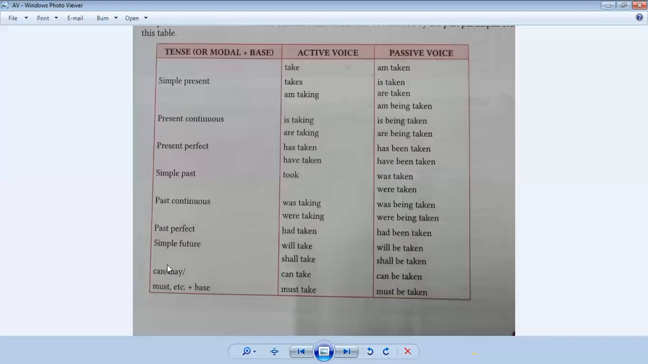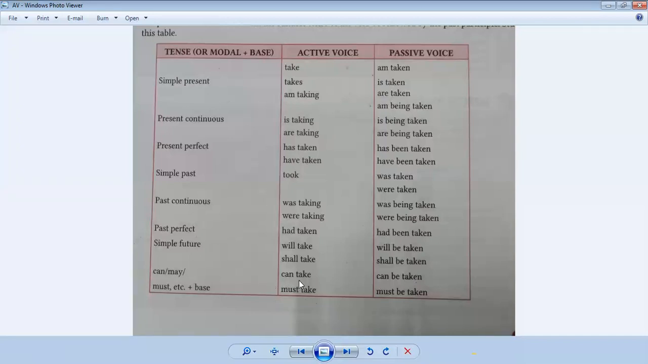Now you can have modal auxiliaries in place of the helping verb. You can have modal auxiliaries and then it is followed by the main verb. Now modal auxiliaries are solved just like will. As you add be after will, similarly, after modal auxiliaries as well, we will add be. So it becomes can be, must be, may be, might be. Whatever is the modal auxiliary, add be after it, and then the past participle. Okay.